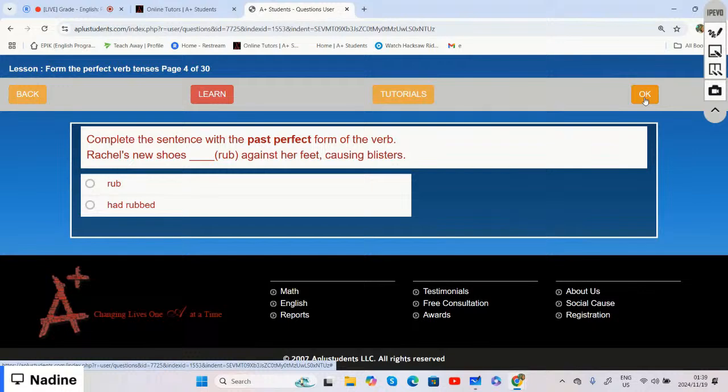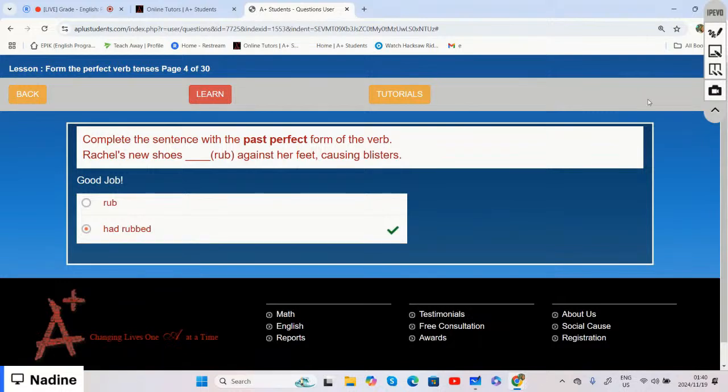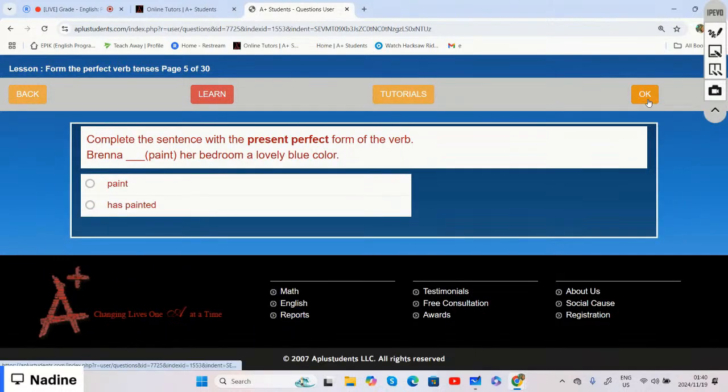All right, and if we were to select our correct past tense form of the verb, then we can say Rachel's new shoes had rubbed against her feet, causing blisters. We have our helping verb had. So well done.